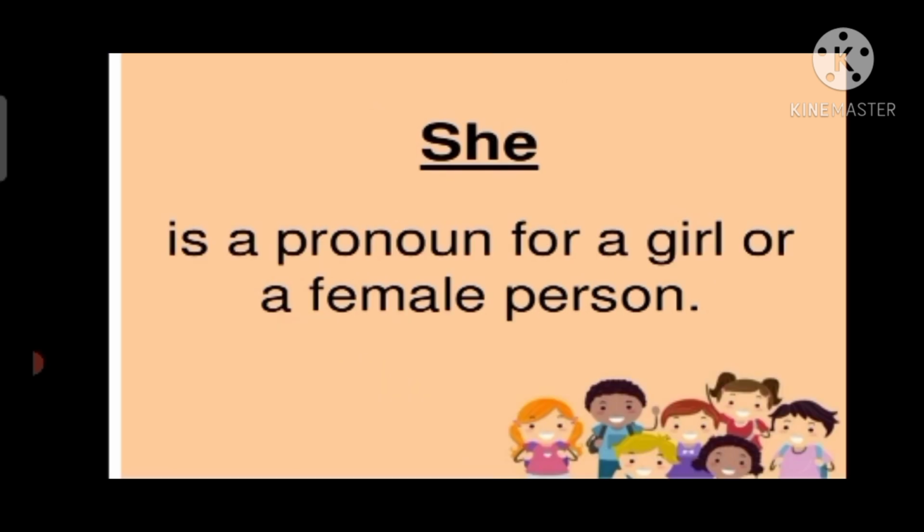Now where we will use she? She is a pronoun for a girl or a female person. So for all the girls and for all the female, we will use what? She. She we are using for girl, woman, lady. Everyone we will use she.